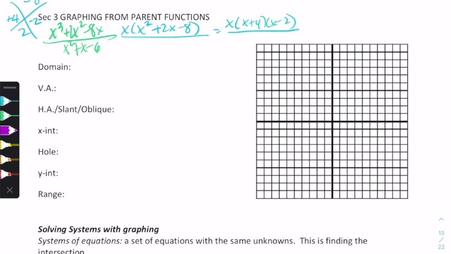On the denominator, we need to multiply to -6, but add to 1. So we're going to use 3 and 2. I need a positive 1, so I need 3 to be positive and 2 to be negative. I double check my signs. 3 times -2 is -6. 3 plus -2 is really 1. So on the bottom, we've got x plus 3 times x minus 2.